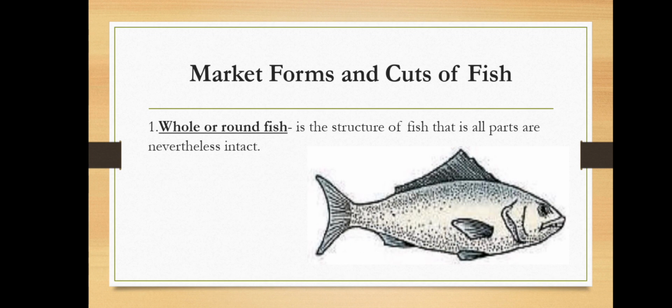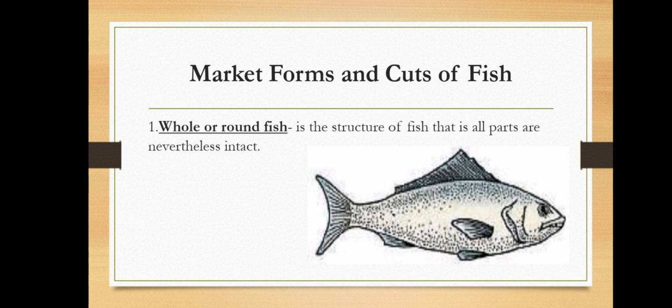First is whole or round fish. Whole or round fish refers to the structure of a fish where all parts are intact. This means that the fish has not been filleted or cut into pieces and it is presented in its entirety.